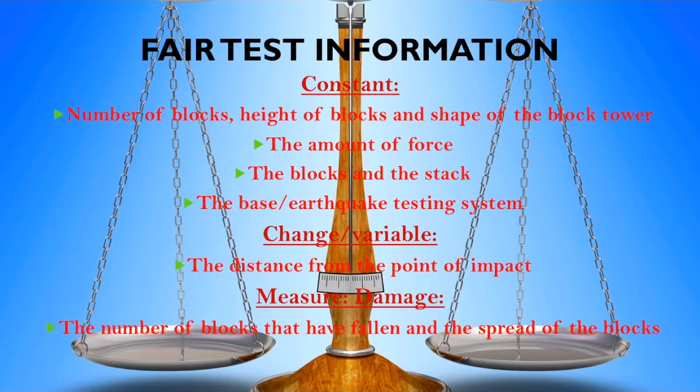Fair test information. The constants in this experiment are the number of blocks, height of blocks, and shape of the block tower, the amount of force, the blocks and the stack, and the base or earthquake testing system. The change, or the variable, is the distance from the point of impact. And what we are measuring is the number of blocks that have fallen.